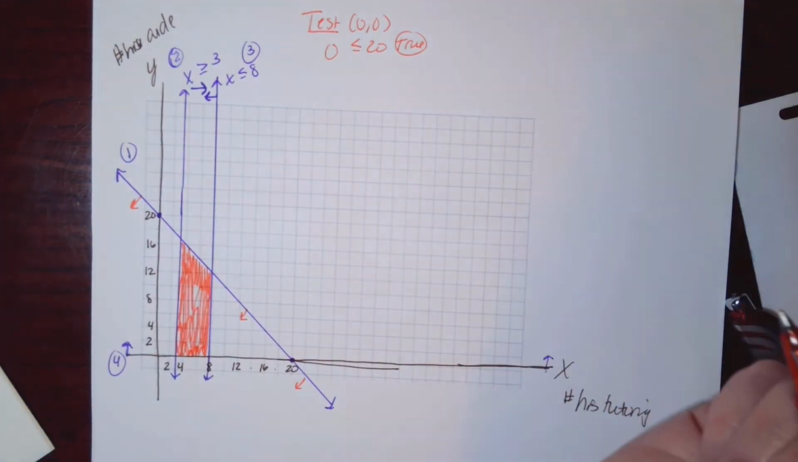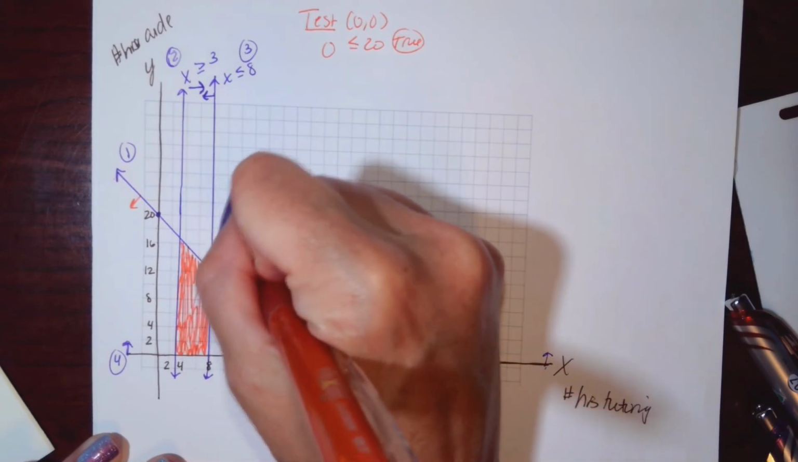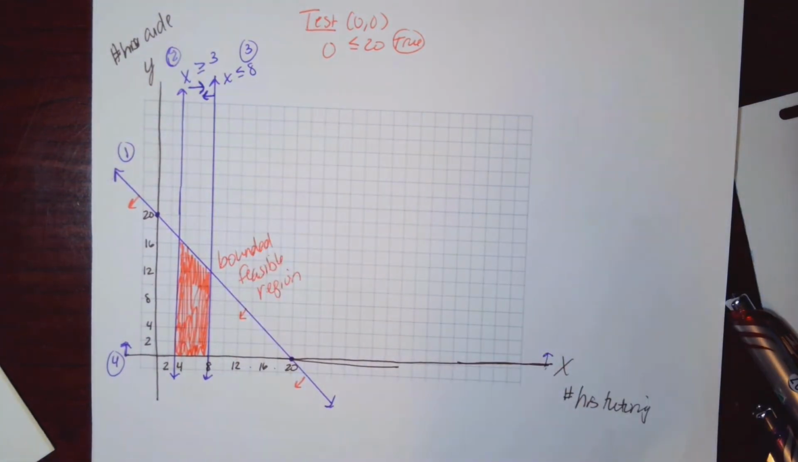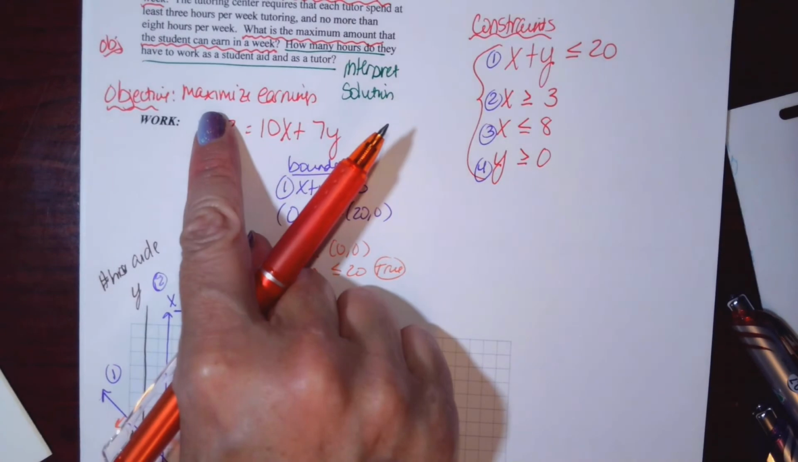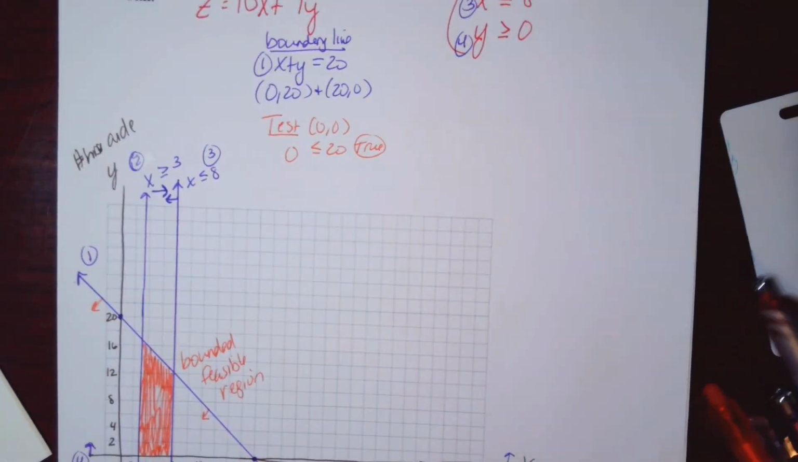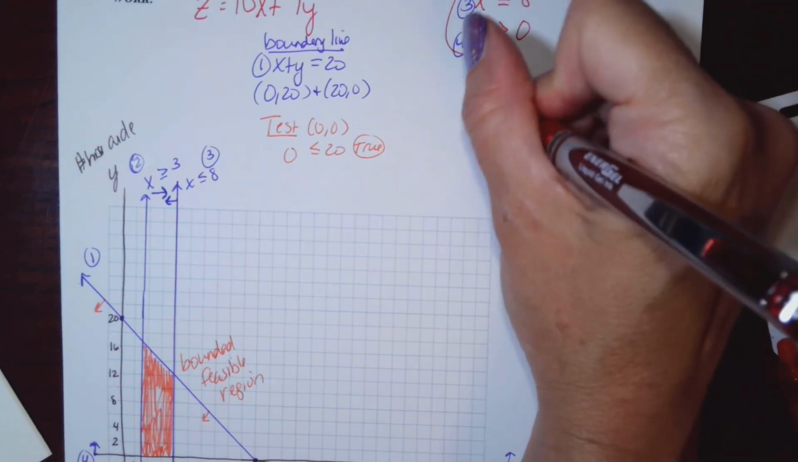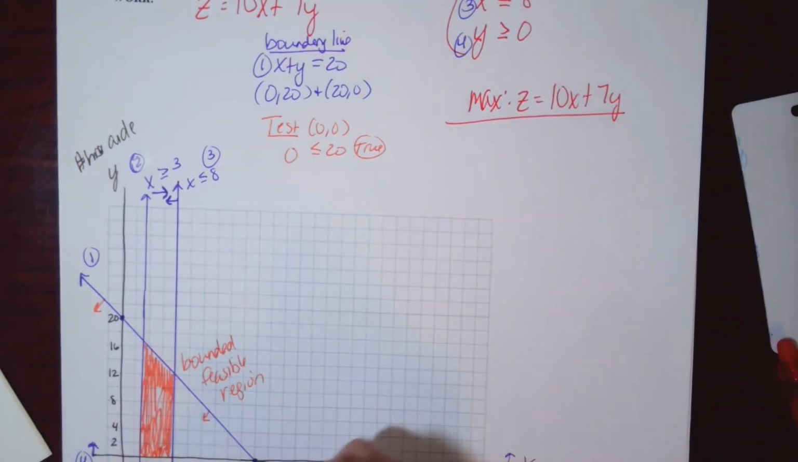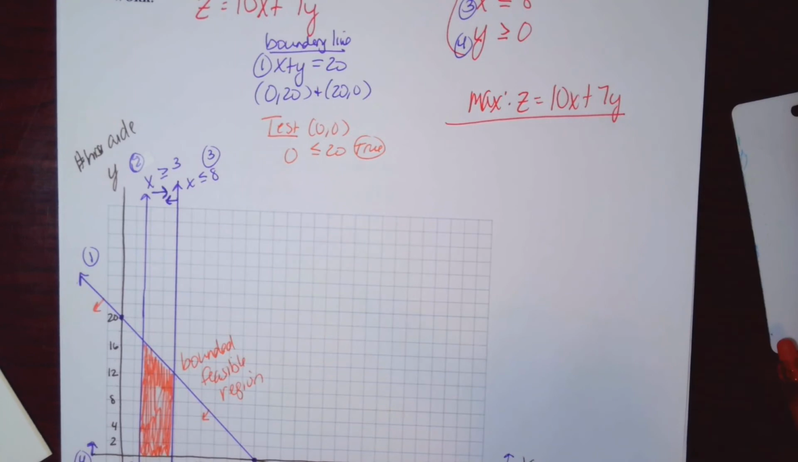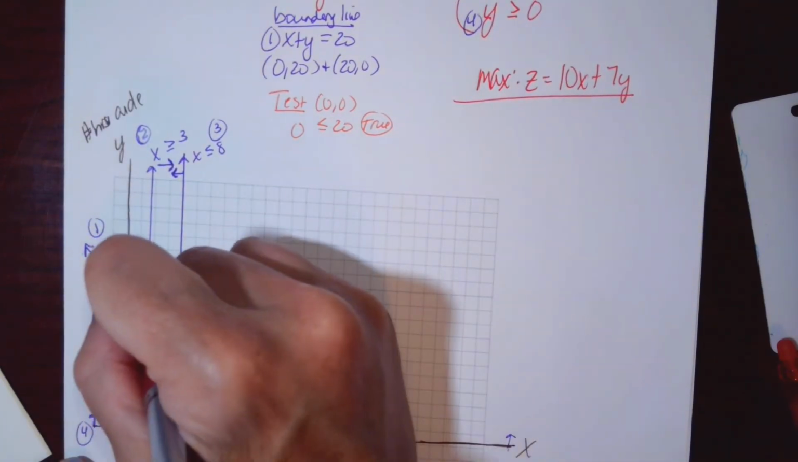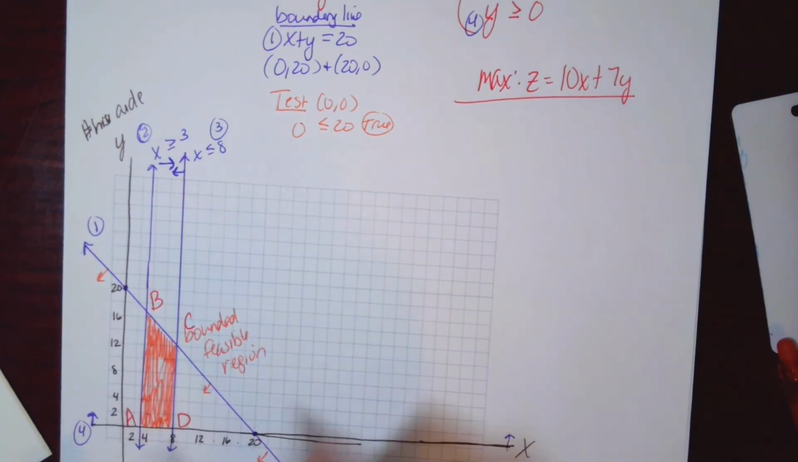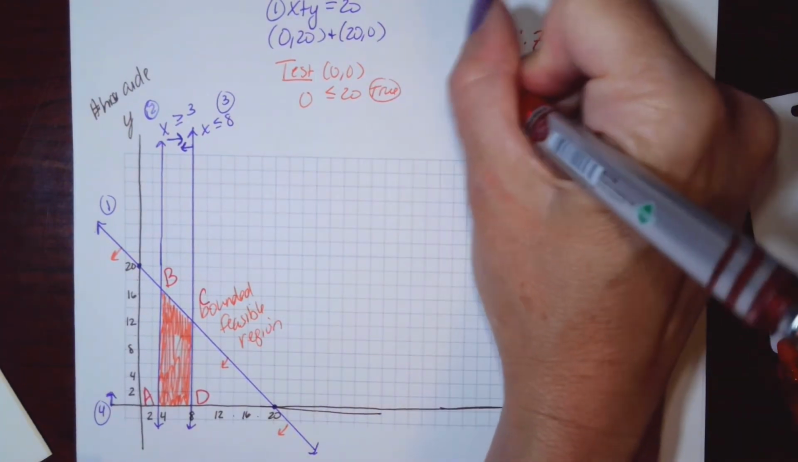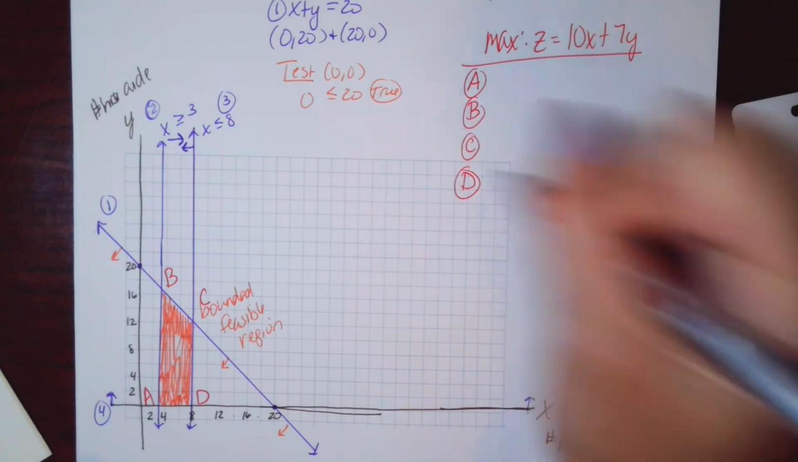So this is a bounded feasible region, which means it's going to have both a maximum and a minimum. But we are only interested in maximum earnings. So let's set this up. We are going to maximize z equals 10x plus 7y. We've got 1, 2, 3, 4 boundary points. Let's go ahead and label those A, B, C, D as my corner points, and find those coordinates.